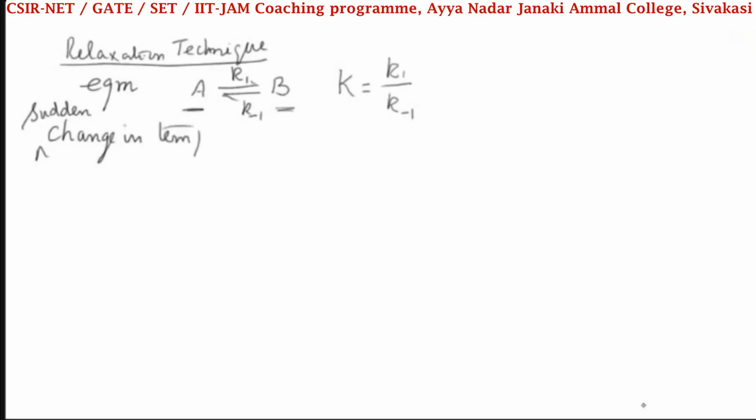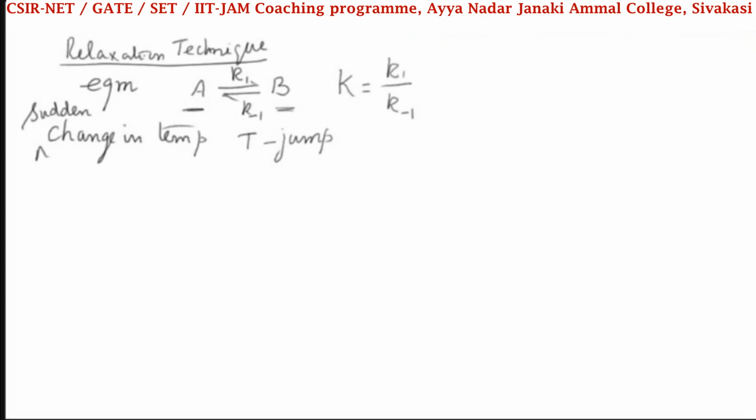Suppose a reaction is taking place at 25 degrees centigrade. Suddenly increase the temperature to 150 degrees. Now the system is no longer at equilibrium, it is disturbed. If the temperature is suddenly changed, that method we call the temperature jump method, or shortly the T-jump method.